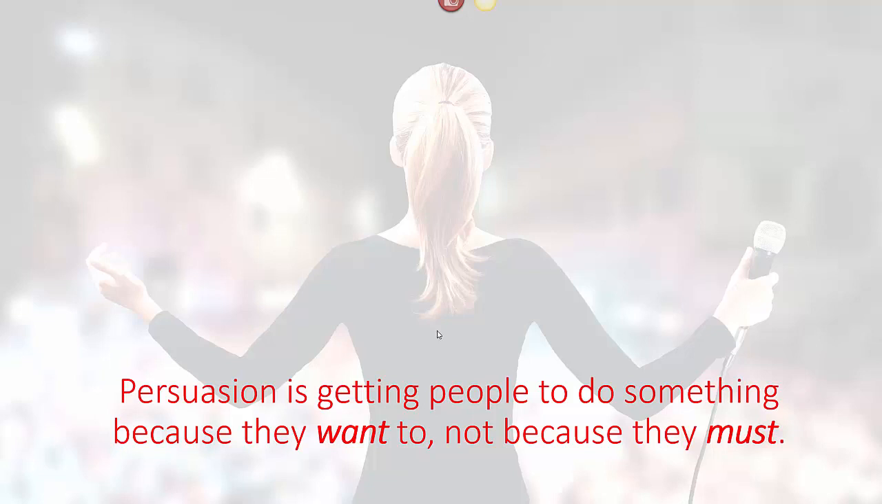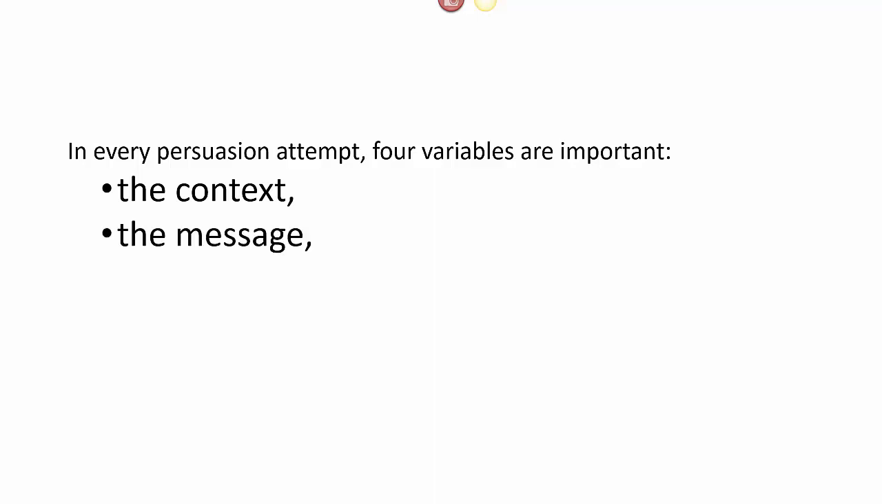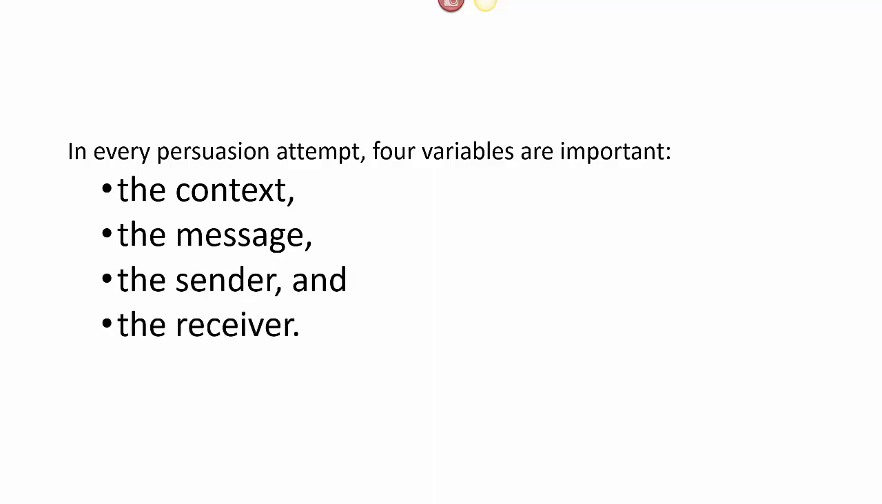So that's the very best thing you can do in advocacy, is to persuade people to do something because they want to. They've adopted your position. They see that it's the right thing to do. In every persuasion attempt, there are four variables that are important. First is the context. Second is the message. Third is the sender. And finally, you have the receiver. We'll cover each one of these four important variables one at a time.